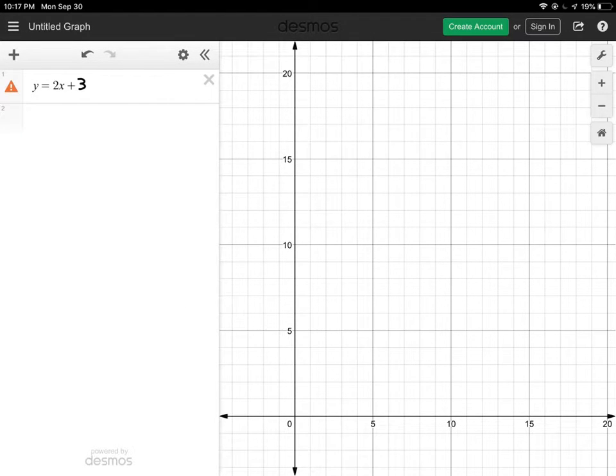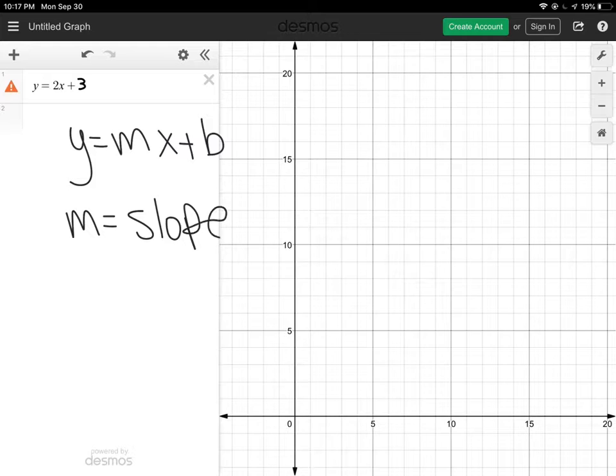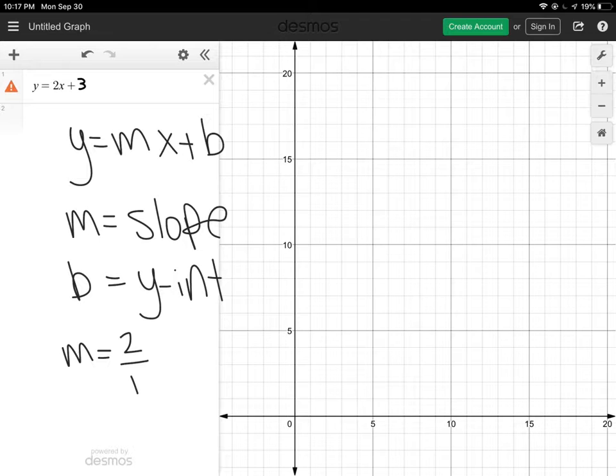Now we are going to graph a line that is in slope-intercept form. Slope-intercept form is y equals mx plus b. M equals your slope and b equals your y-intercept. Now based on the equation that we are given, 2 will be our slope. So m equals 2 over 1 because you have rise over run. Rise up, run to the side.